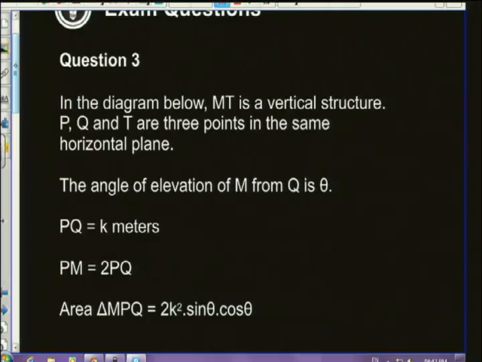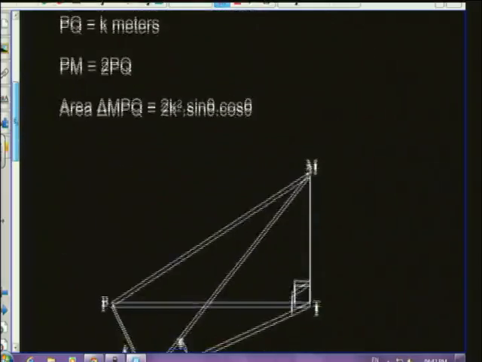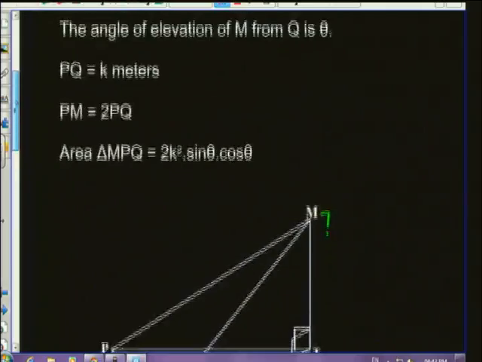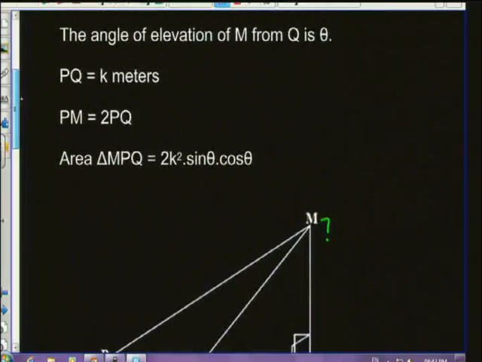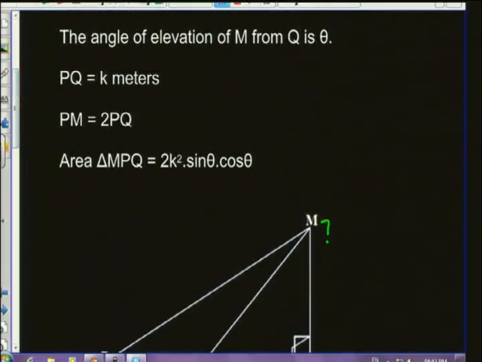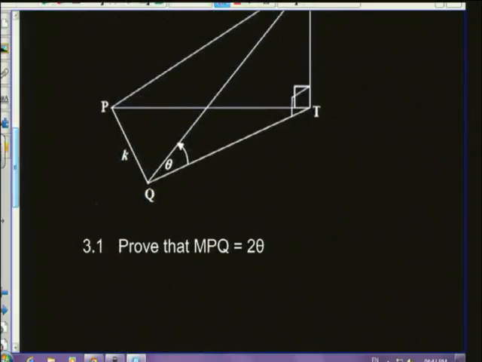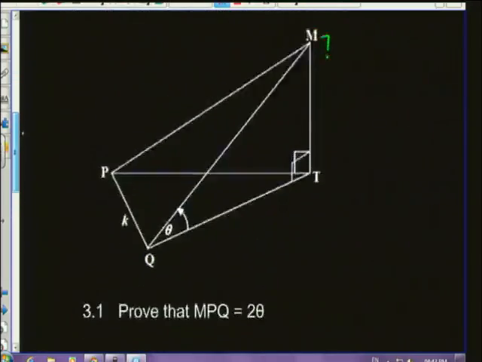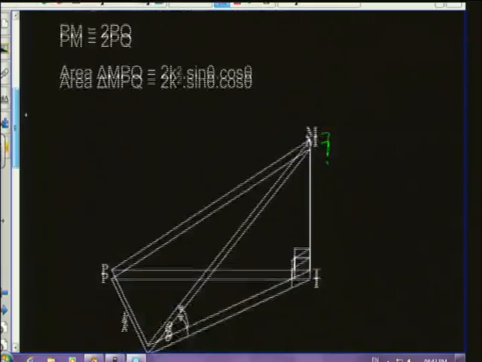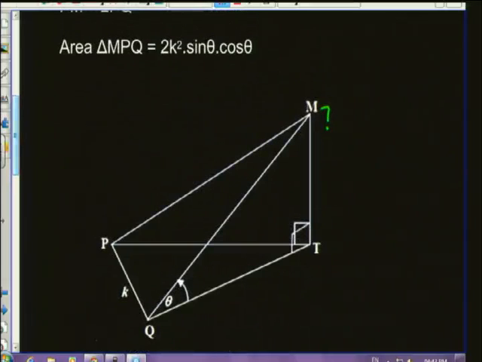We've got question 3 now. Let's read. In the diagram below, MT is a vertical structure. P, Q, and T are the 3 points in the same horizontal plane. The angle of elevation of M from Q is theta. PQ is K meters, and PM equals 2PQ. So PM will be 2PQ, but we know that PQ is K, so this will be 2K.